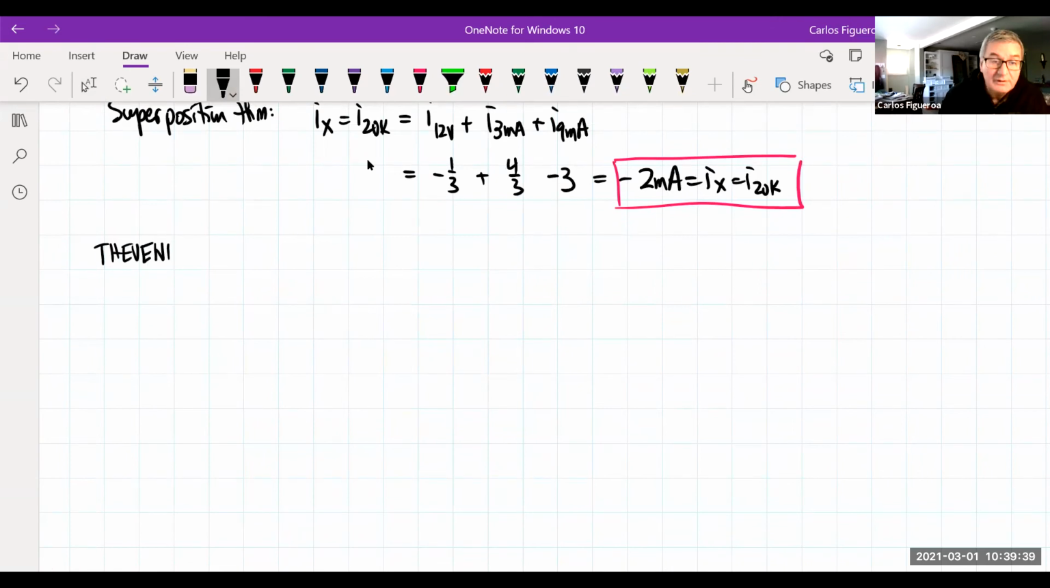Once I've thoroughly introduced Thevenin's theorem, then I will bring in Norton's theorem.